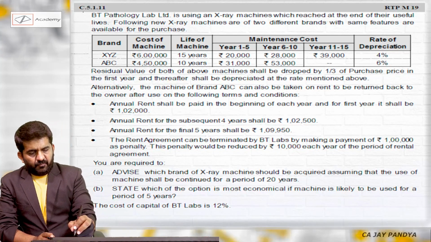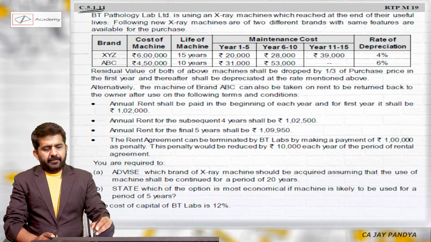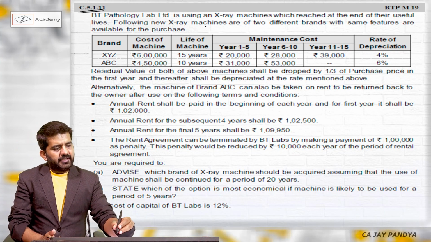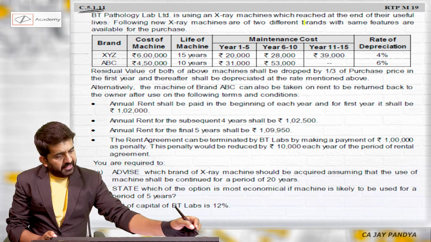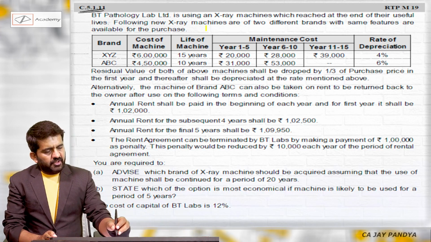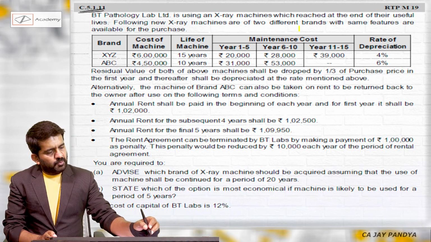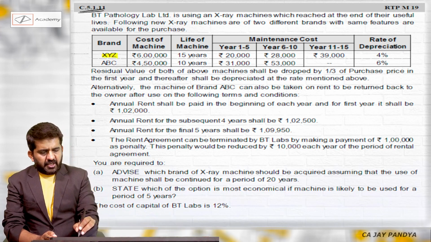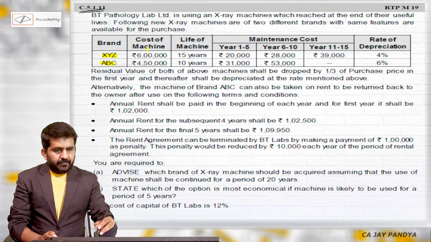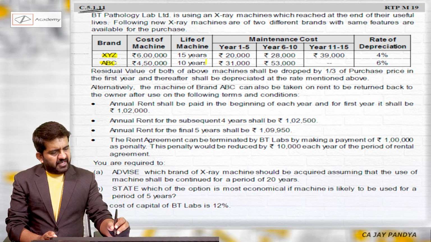C 5.1.11. BT Pathology Lab Limited is using X-ray machines which have reached the end of their useful life. The following new X-ray machines, of two different brands with the same features, are available for purchase. So there are two brands, XYZ and ABC. Cost of the machine is given, life of the machine is given.